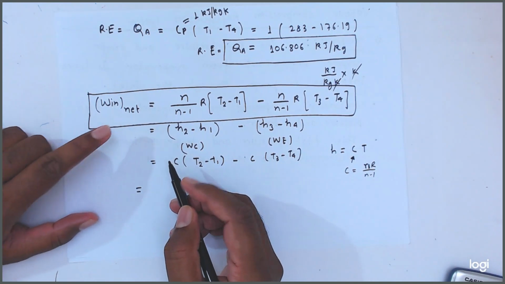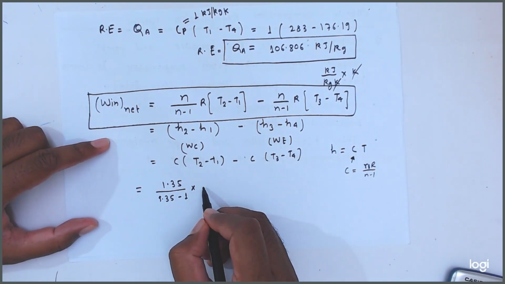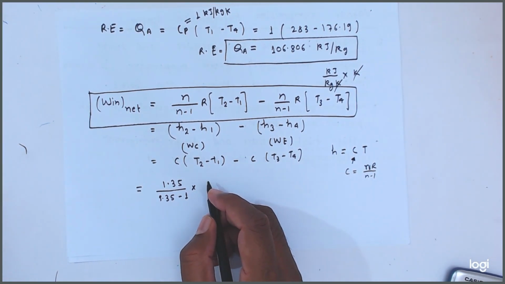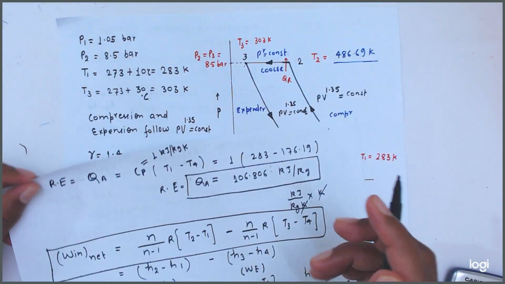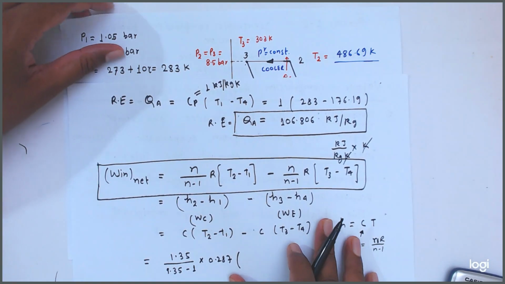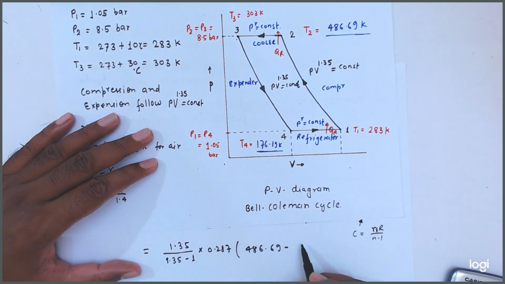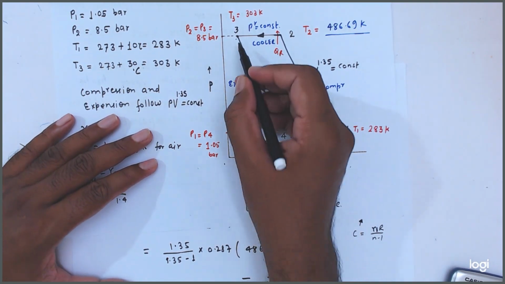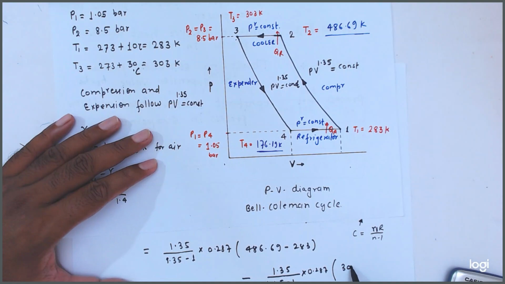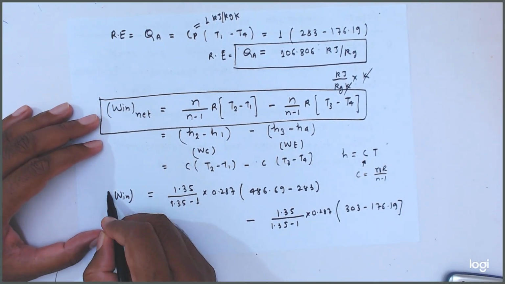Let's find the value of W net. This is 1.35 divided by (1.35 minus 1), and the R value is 0.287, into (T2 minus T1), where T2 is 486.69 and T1 is 283, minus 1.35 divided by (1.35 minus 1) into 0.287 in bracket (temperature at T3 minus temperature at T4), so 303 minus 176.19. Okay, so this is the net work input.